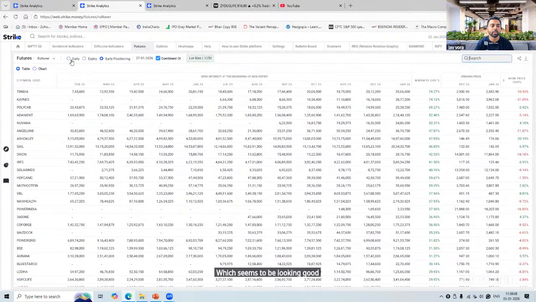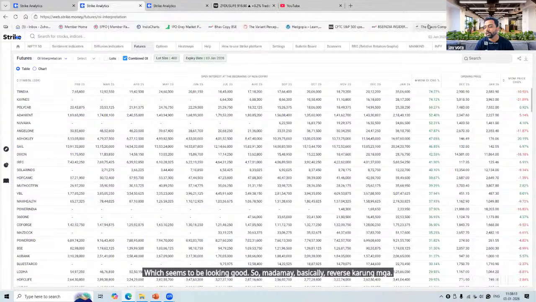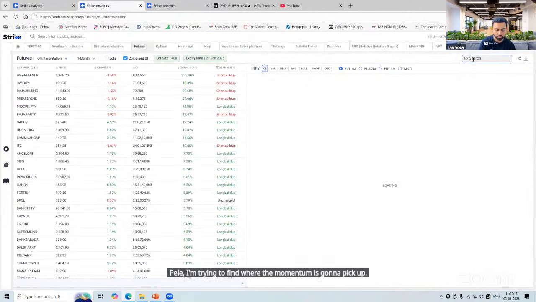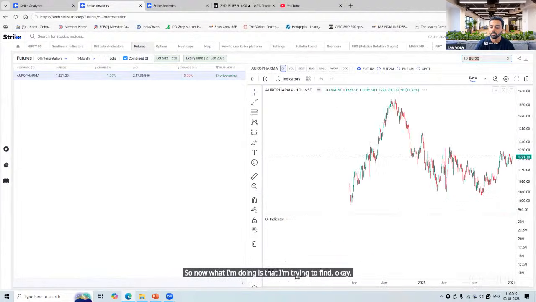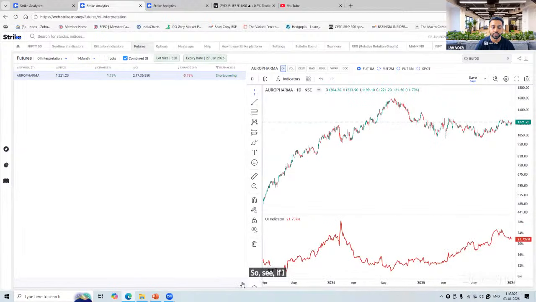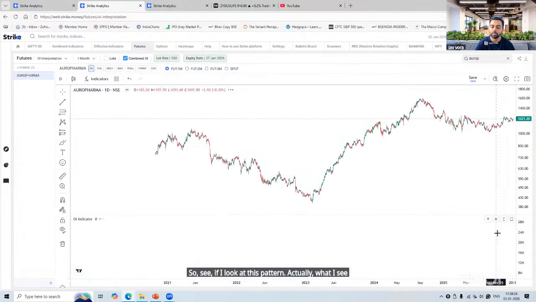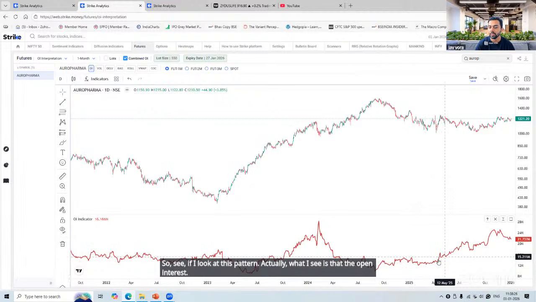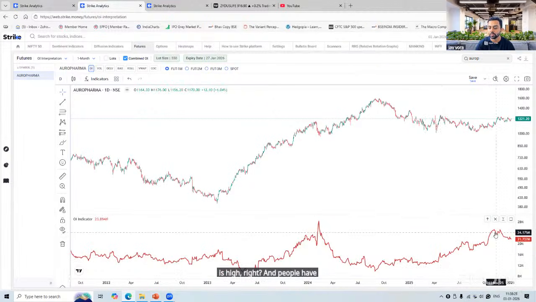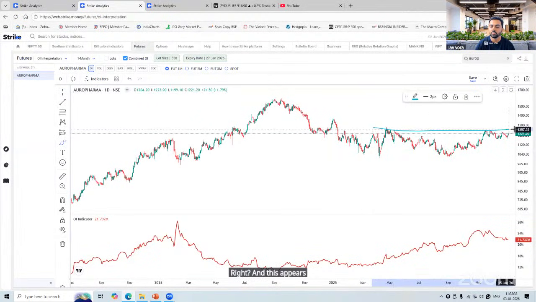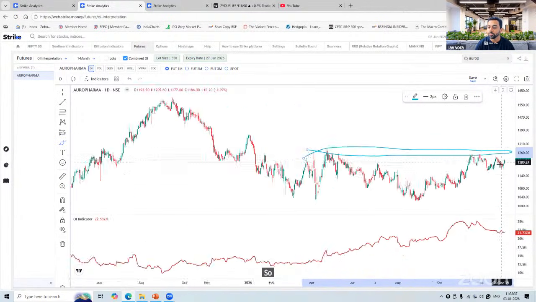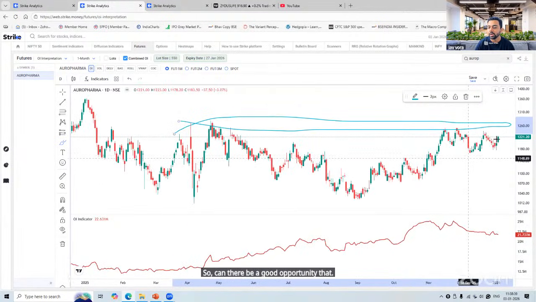So here I will basically reverse. First I am trying to find where the momentum is going to pick up. So now what I am doing is trying to find whether something is building in others. So see, if I look at this pattern, what I see is that the open interest is high, right? And people have shorted over here, right? And this appears to be some sort of a resistance zone. So can there be a good opportunity that I can identify over here?